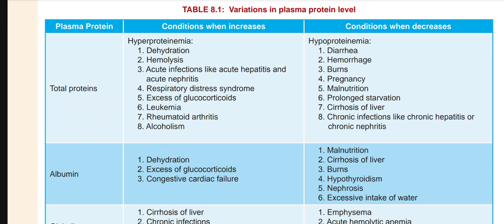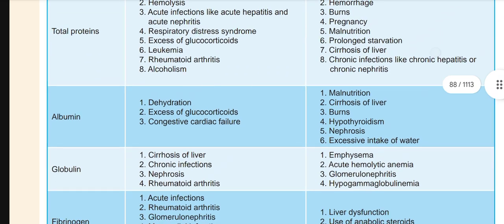And when all the plasma proteins are decreased, it is a hypoproteinemic condition, in case of diarrhea, hemorrhage, burns, pregnancy, malnutrition, prolonged starvation, cirrhosis of liver, chronic infection like chronic hepatitis or chronic nephritis. Hyperproteinemia is seen in acute hepatitis and acute nephritis, and hypoproteinemia in chronic hepatitis and chronic nephritis.